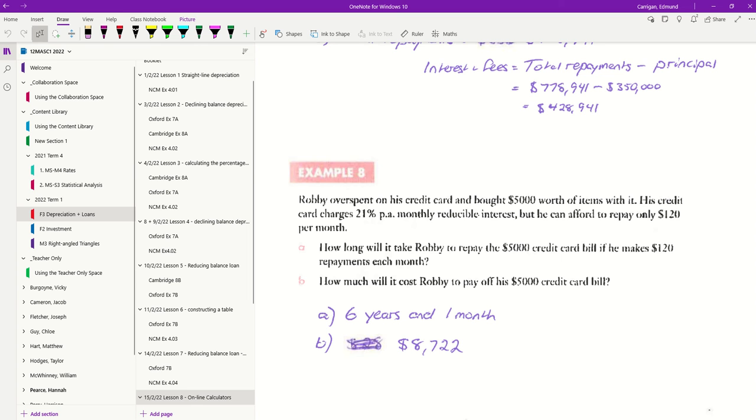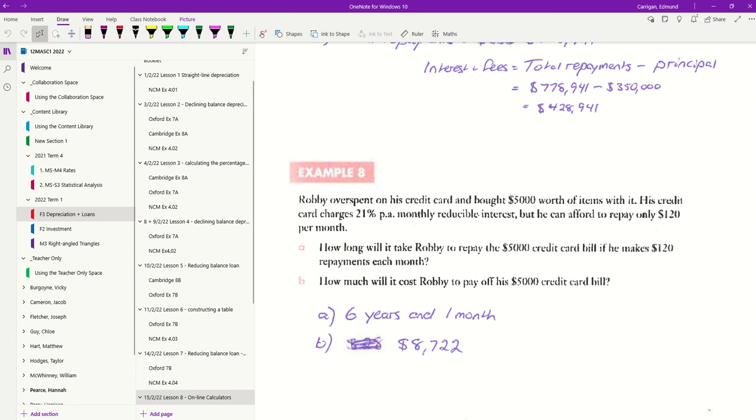And you're going to pay interest. But anyway, he's overspent on his credit card and bought $5,000 worth of items with it. His credit card charges him 21% per annum monthly. That means in 5 months he's going to pay the whole thing. He's going to pay double, right? 21% monthly reducible interest. Sorry, 21% per annum. Let me take that back. 25% per annum monthly reducible interest. But he can afford to repay only $120 a month.